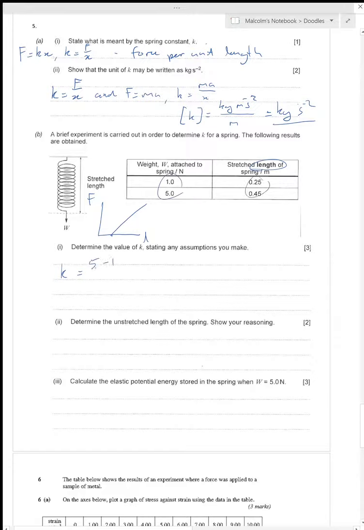Simple as that. So 5 minus 1 divided by 0.45 minus 0.25. What does that equal? 4 over 0.2, which is 20 newtons per meter. State any assumptions that we've made. Well, we're assuming that the spring obeys Hooke's law and produces a straight line graph.